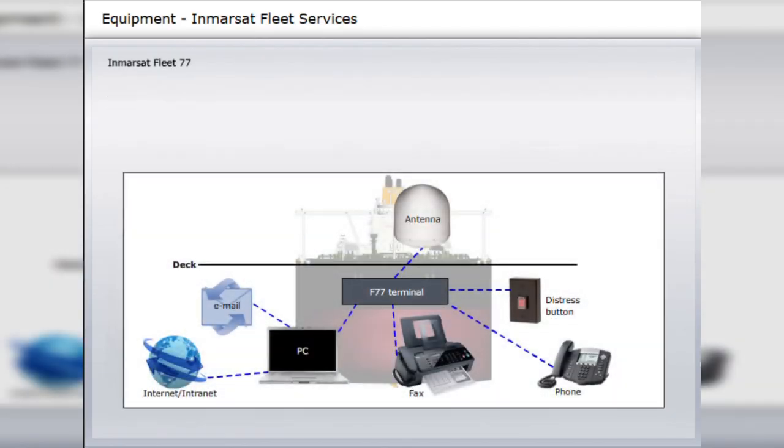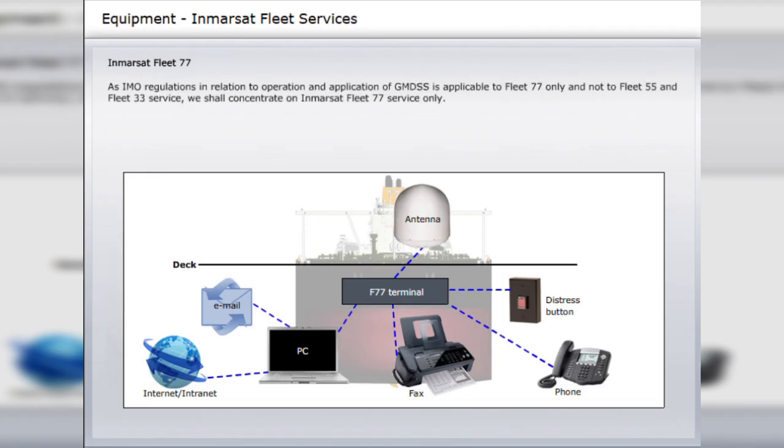Inmarsat Fleet 77. As IMO regulations in relation to operation and application of GMDSS are applicable to Fleet 77 only, and not to Fleet 55 and Fleet 33 service, we shall concentrate on Inmarsat Fleet 77 service only.